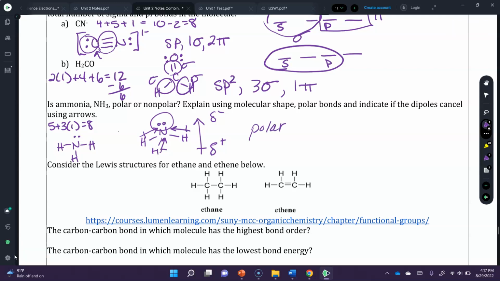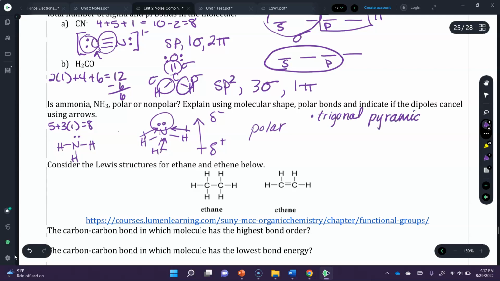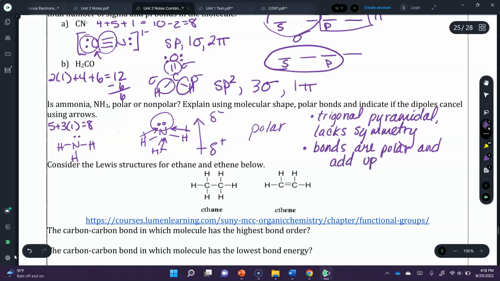Okay, and so this, because it is trigonal pyramidal, lacks symmetry and allows it to be polar. And then the bonds are polar, and add up for a dipole moment.